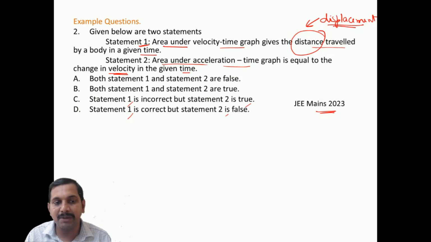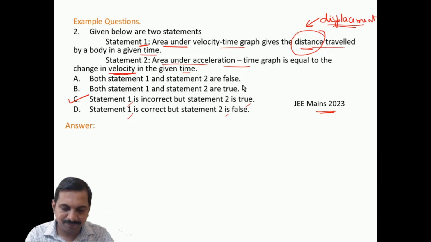That is proper. If they had put change in speed, then it would have been wrong. So here we have to be careful whether it is velocity or speed, whether it is distance or displacement. So statement 1 is incorrect, but statement 2 is true. I hope you understand, students. Next question.